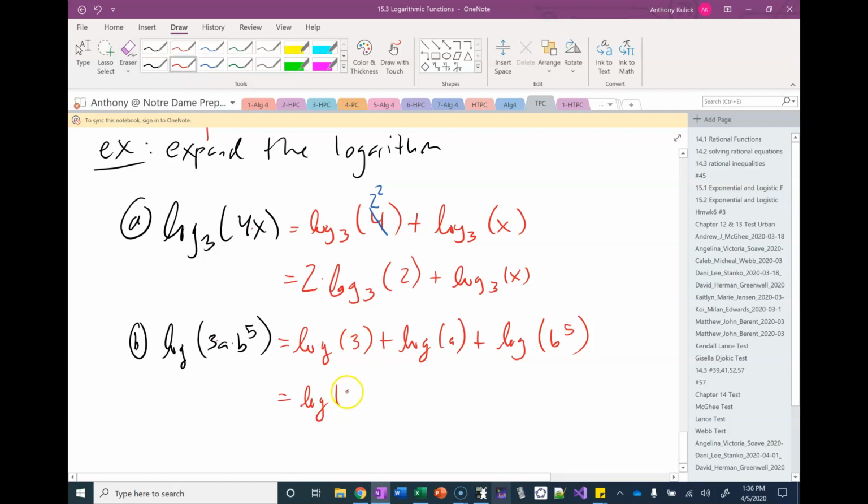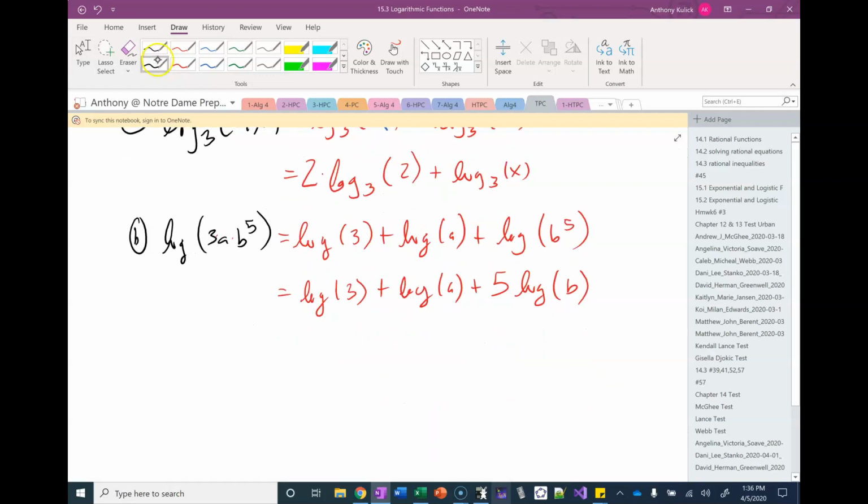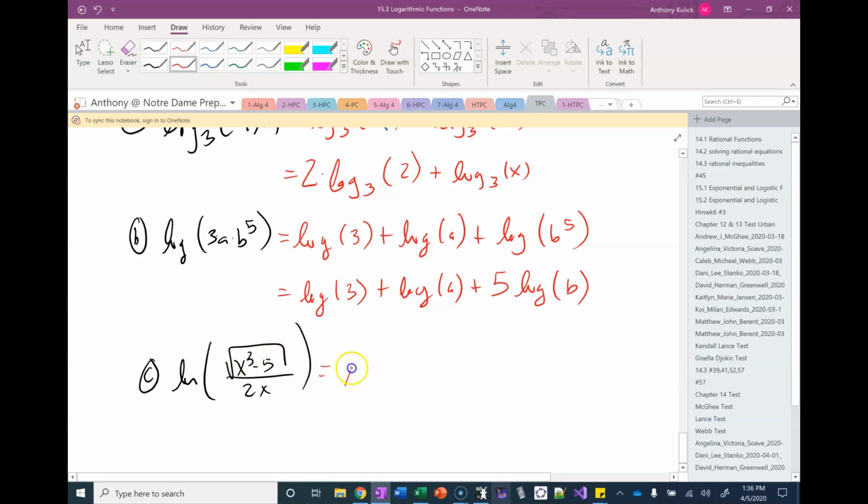So to finish this problem off, the first 2 logarithms aren't going to change, but that last logarithm is going to turn into 5 times log of b. And let's do one more. So this will be the most complicated, and here's about as complicated as I would expect things to get. So again, first thing we look for is quotient property. I definitely see division going on, so I will apply the quotient property.